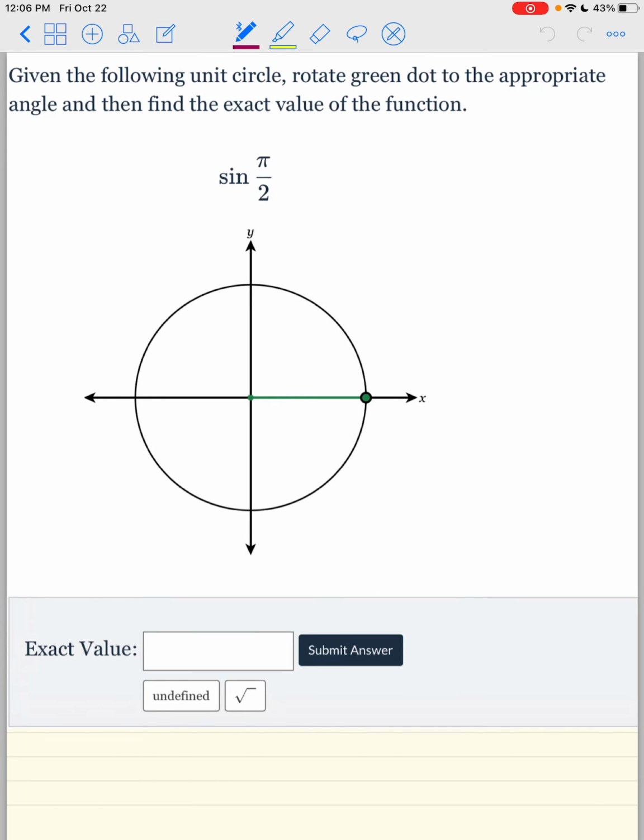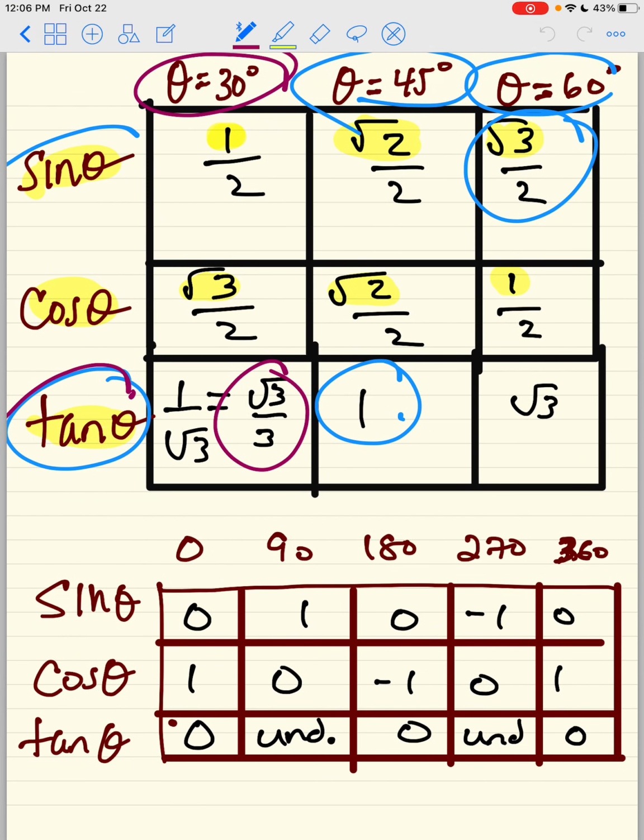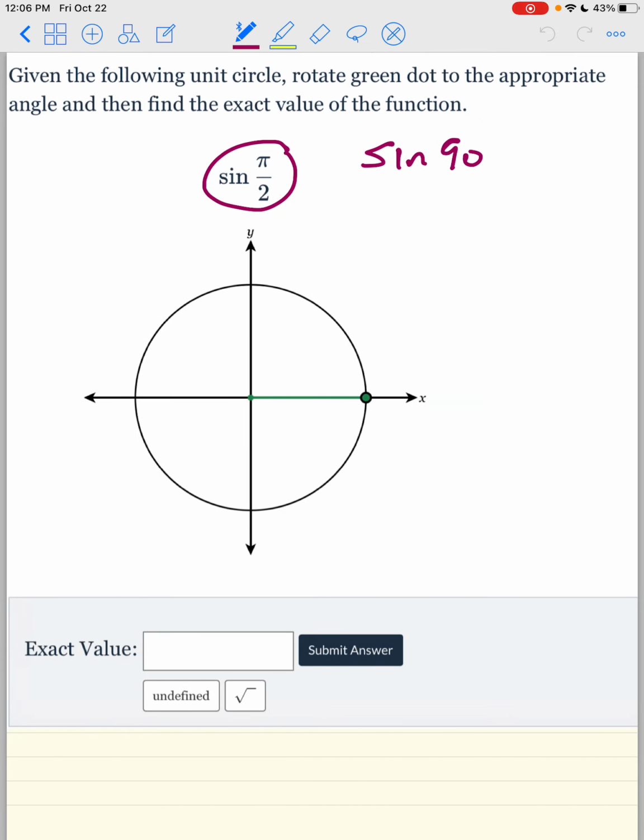Let's try another one. Sine pi over 2. Oh, this is not the pi over 3, the pi over 4, the pi over 6. Okay. What is pi over 2? 90. What is the sine of 90 degrees? Just go to your chart. Sine of 90 is 1. You're finished. Done. It falls right on the unit circle. Okay?